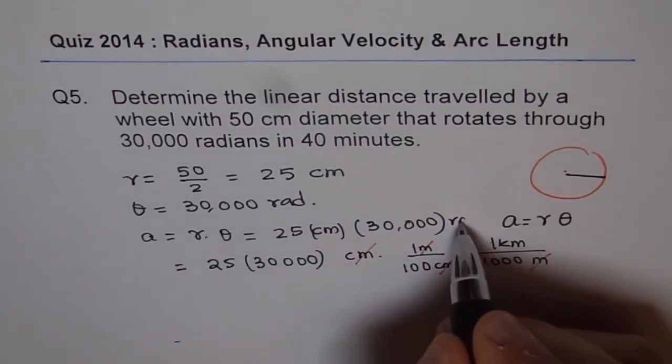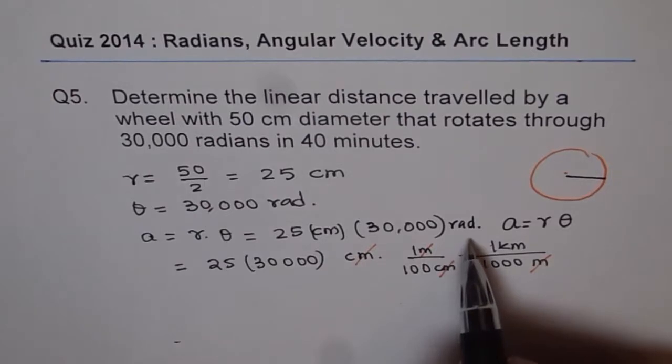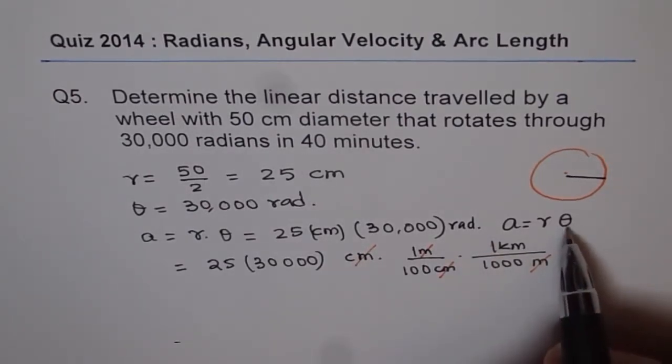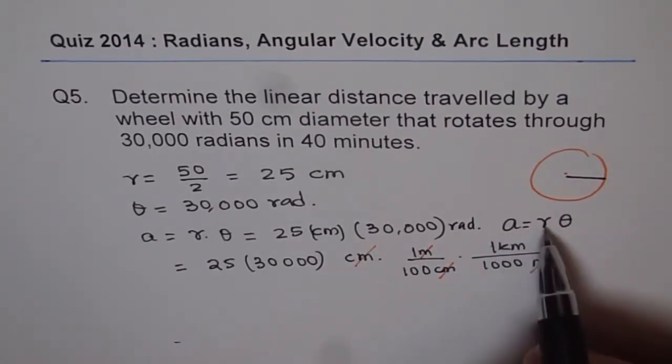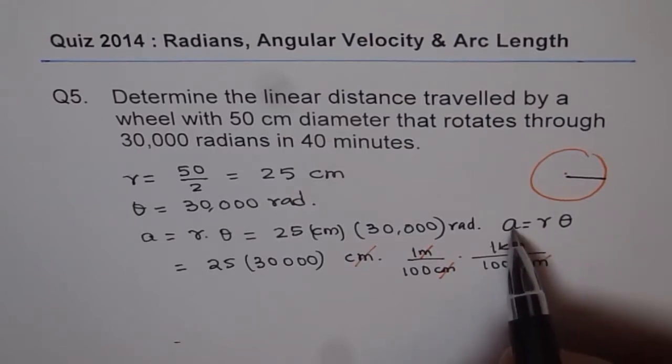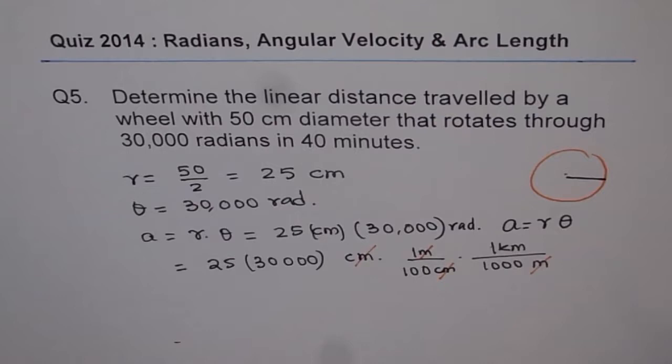Of course, I didn't write radians for 30,000. Let me write here radians. But radian, as you know, is just a ratio. Theta is arc length divided by radius length. Both units are the same, so they cancel out. So radians basically is no unit at all. We just call it radians, okay?